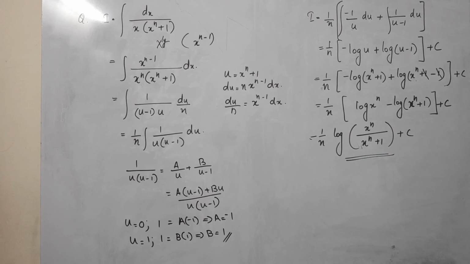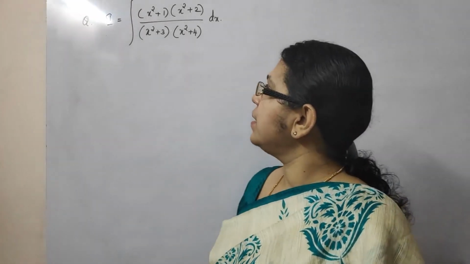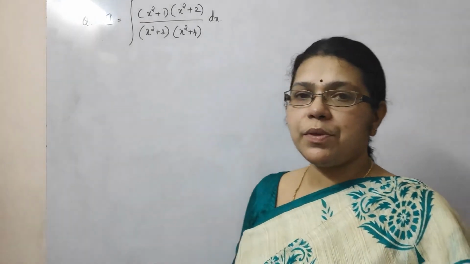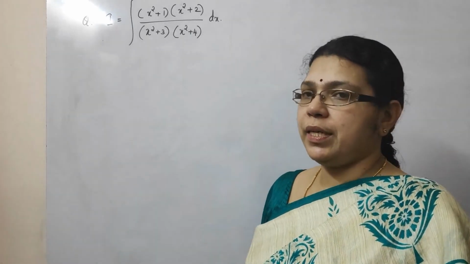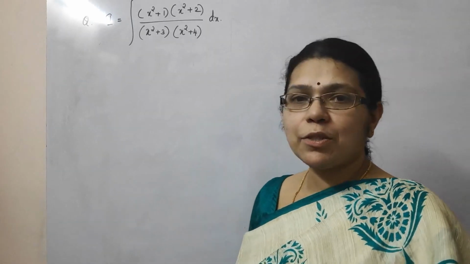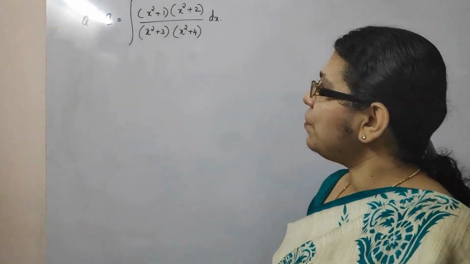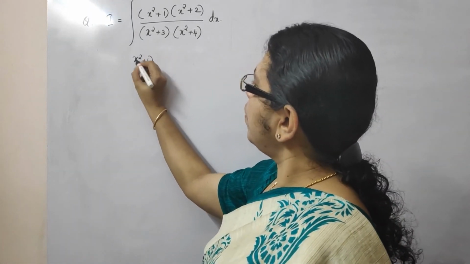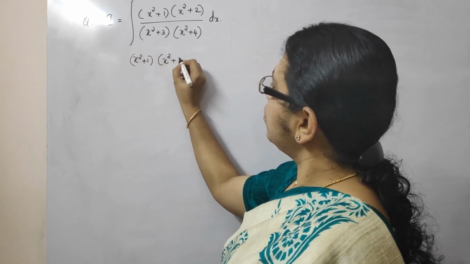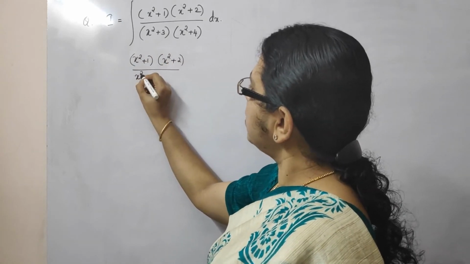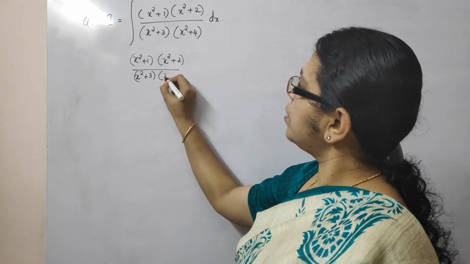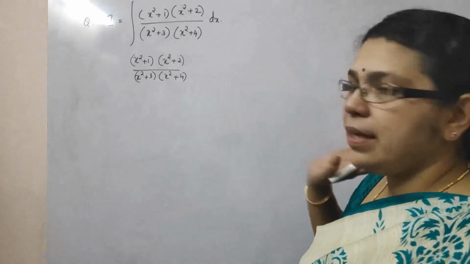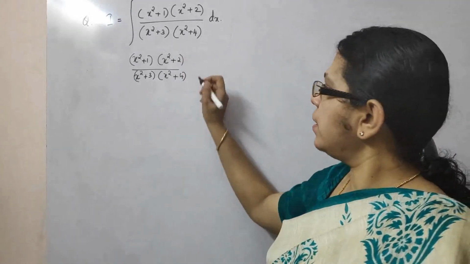Okay, that's it. Now see this question, the integral of x square plus 1 into x square plus 2 by x square plus 3 into x square plus 4 into dx. Now if you look at it, you feel that this is quite a lengthy problem. So what we do is, we write this expression x square plus 1 into x square plus 2 by x square plus 3 into x square plus 4. I have just taken the expression alone. I have not taken the integral sign nor the dx. I am just taking the expression.